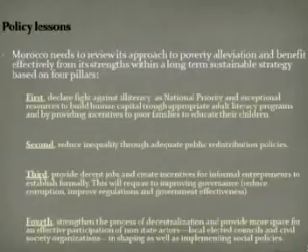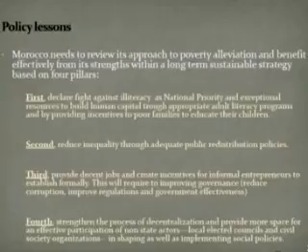Next. So what are the policy lessons and policy recommendations for the future? I think Morocco needs to review its approach to poverty alleviation and benefit from the strengths we have seen. Having a flourishing banking sector, microcredit, and a solid fiscal base are strengths. But at the same time, there are weaknesses. And a long-term sustainable strategy, for me, should be based on four pillars.